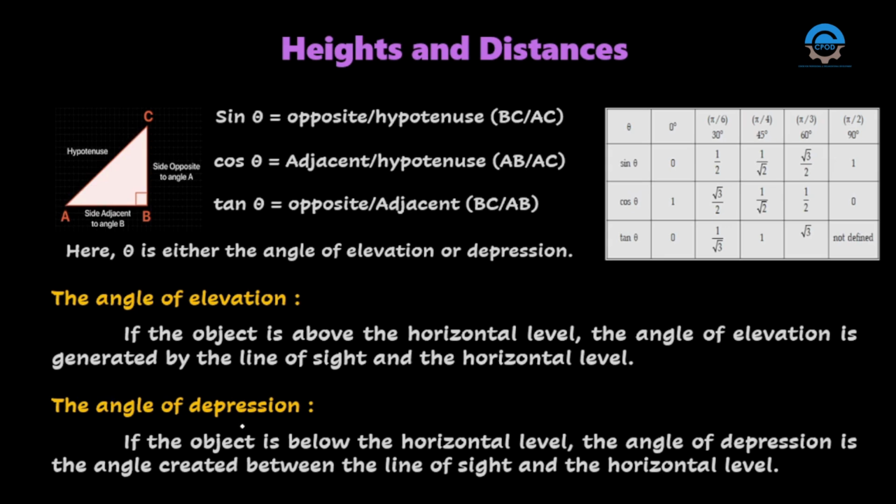The angle of depression: if the object is below the horizontal level, the angle of depression is the angle created between the line of sight and horizontal level. So if C is the point, it is pointing A, the angle is below the horizontal level, so it is angle of depression. If A is the point and it is facing C, it is above the horizontal level, so it is angle of elevation.